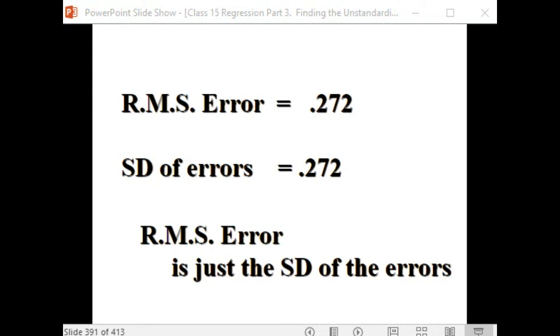Okay, now I have a question for you. As we have just said, the root mean square error is just the standard deviation of the prediction errors.